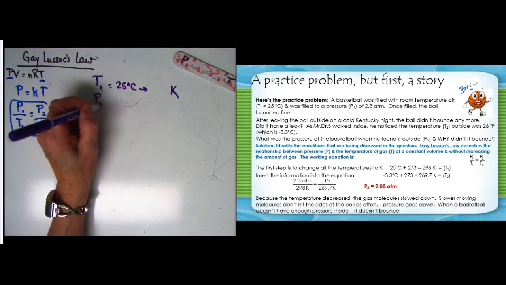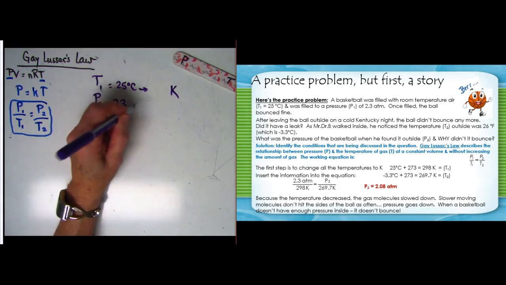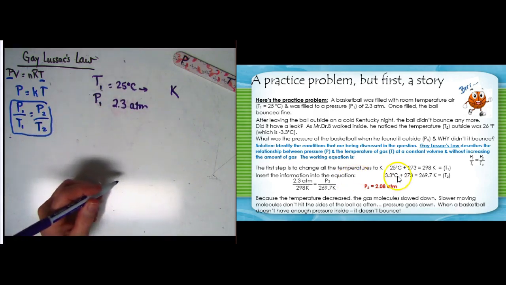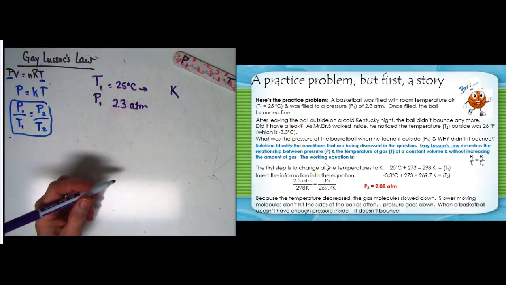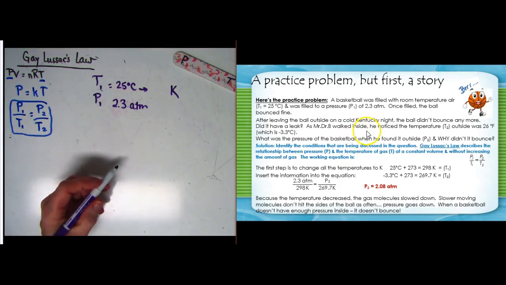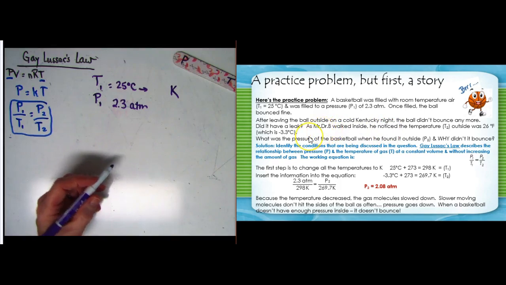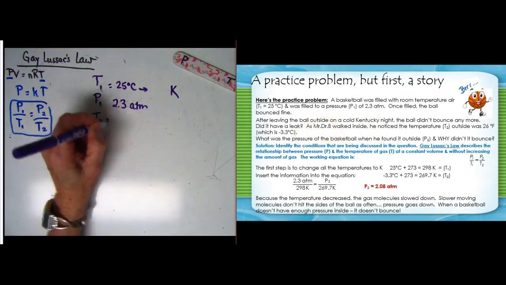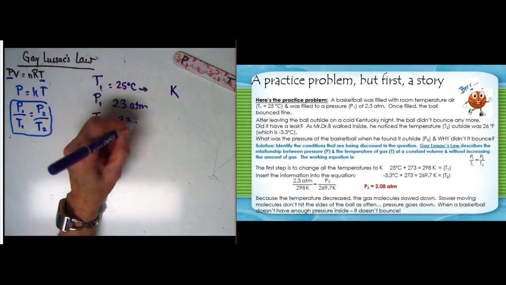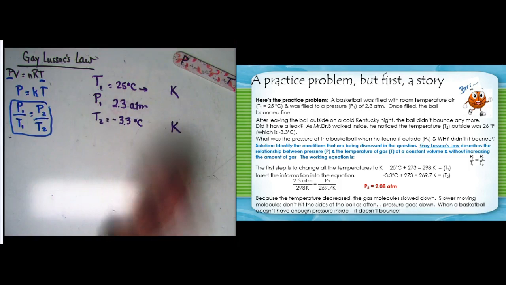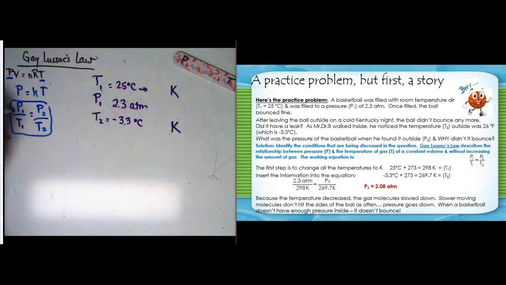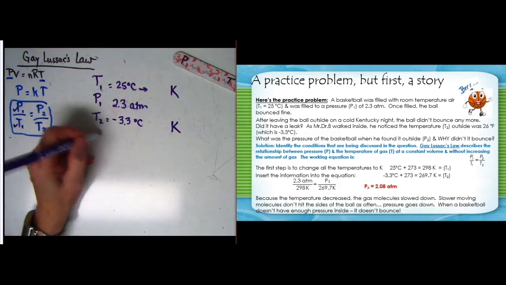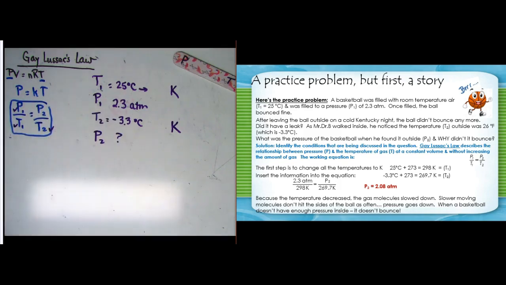P1 is 2.3 atmospheres. We can see that, and then it says down in the second paragraph, after leaving the ball outside, the ball didn't bounce anymore. I was asked, did it have a leak? But what he did is he noticed the temperature outside was 26 degrees Fahrenheit. 26 degrees Fahrenheit is below freezing. So T2 is negative 3.3 degrees Celsius. We're going to have to move that over to Kelvin also. So folks, we have P1, T1, and T2. What we are looking for is P2.